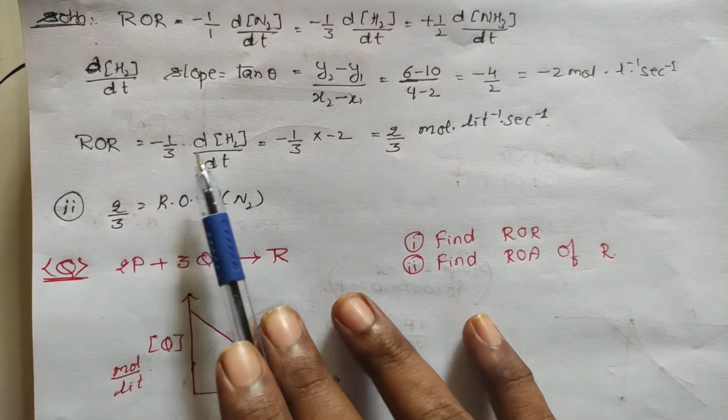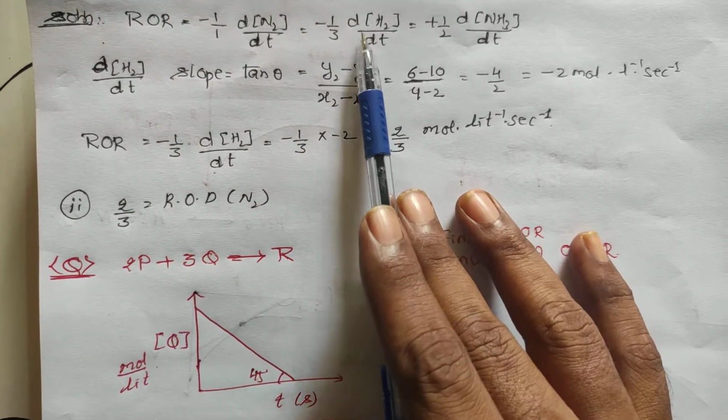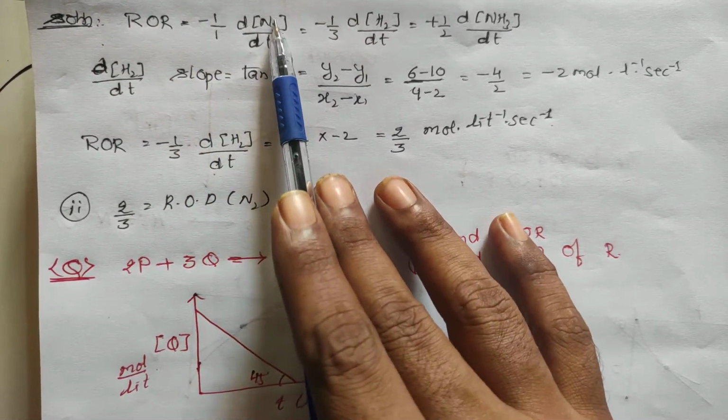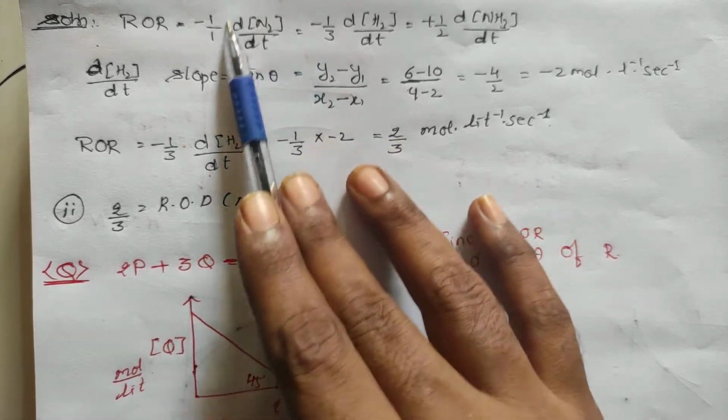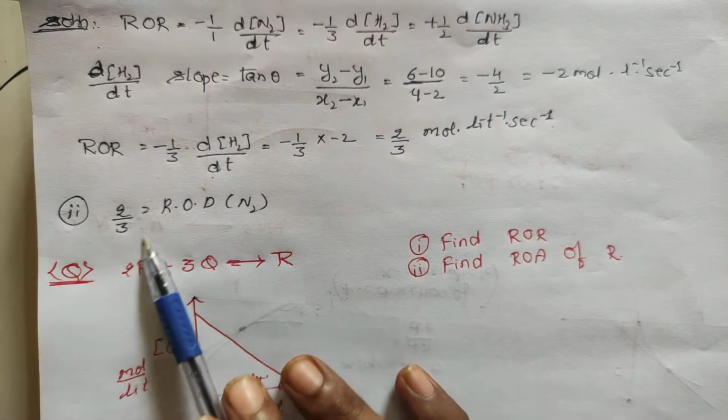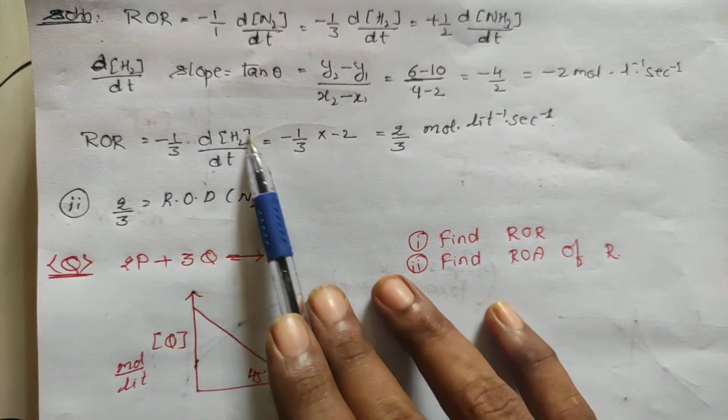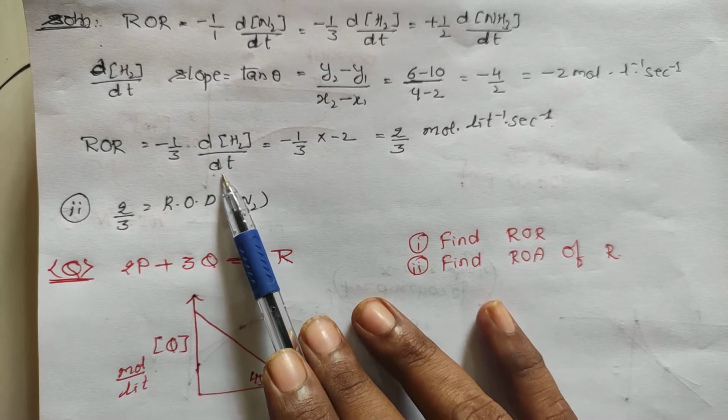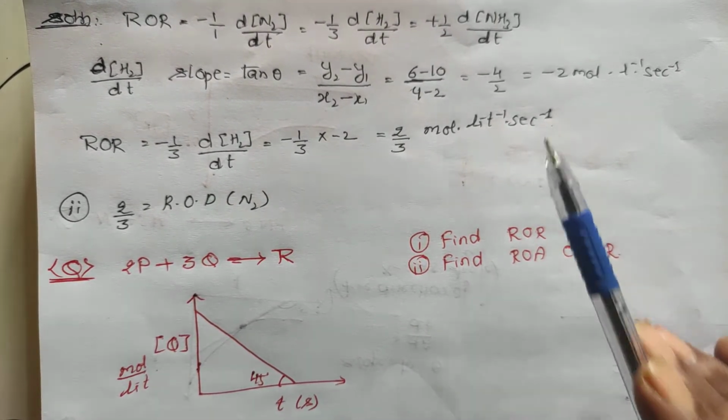Because 1 by 3 of dH2 by dt here is equal to minus 1 by 1 of dN2 by dt. This is what he is asking, dN2 by dt only. It is equal to 1 by 3 of dH2 by dt, and you have already calculated dH2 by dt. It is nothing but minus 2, right?